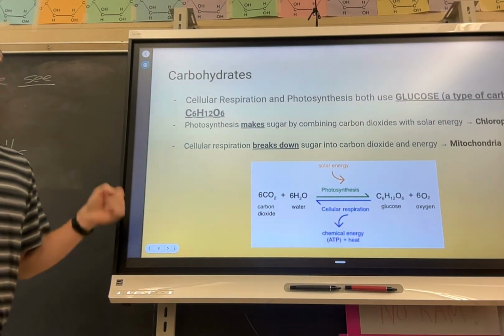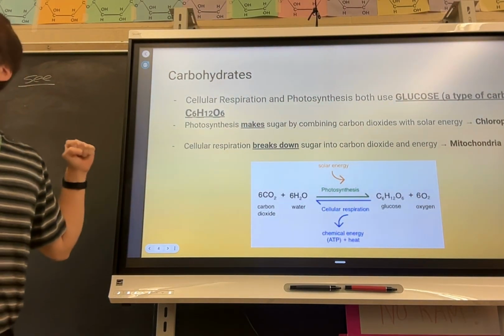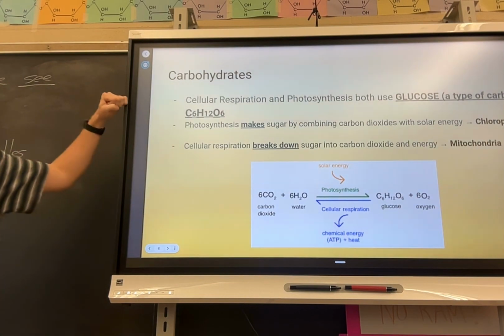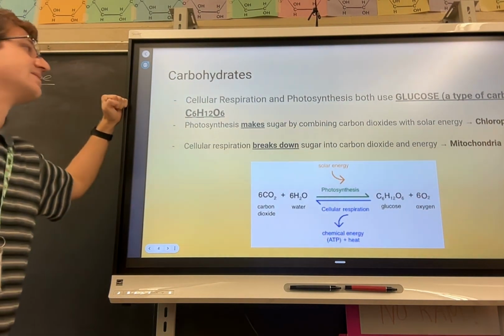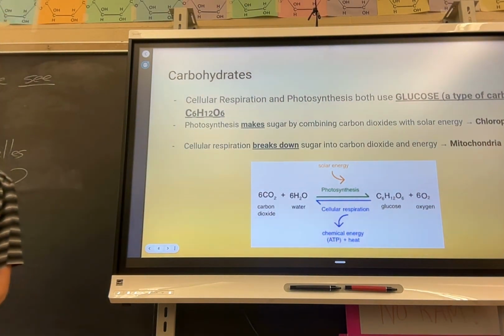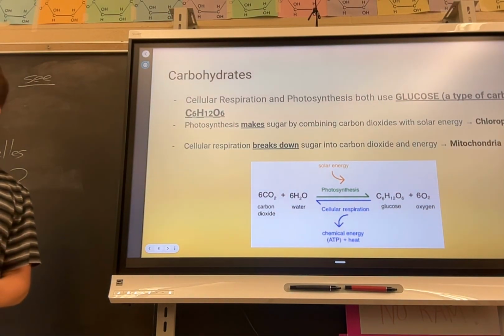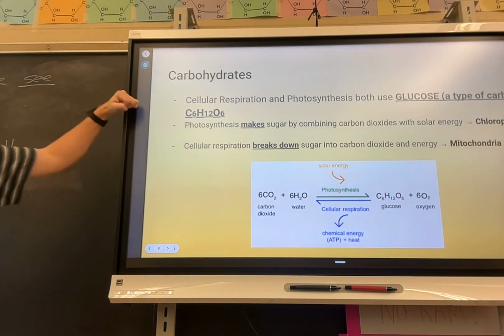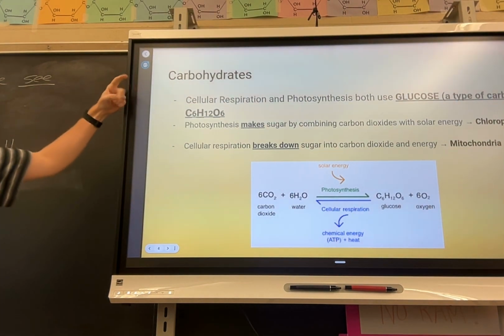So they use glucose. If you don't have that one in your memory, this is one that you will want to remember. Glucose is C6H12O6. Does anybody remember the ratio of carbon to hydrogen to oxygen? 1 to 2 to 1. What do you see here? 1 to 2 to 1.